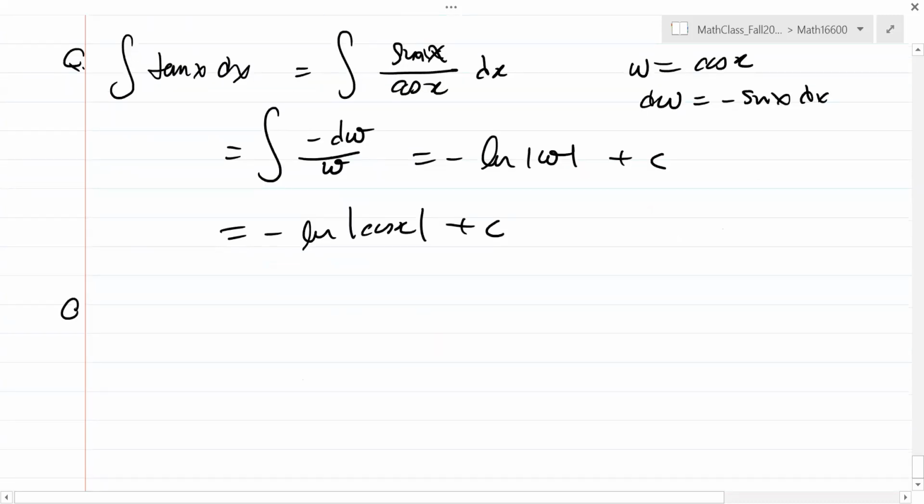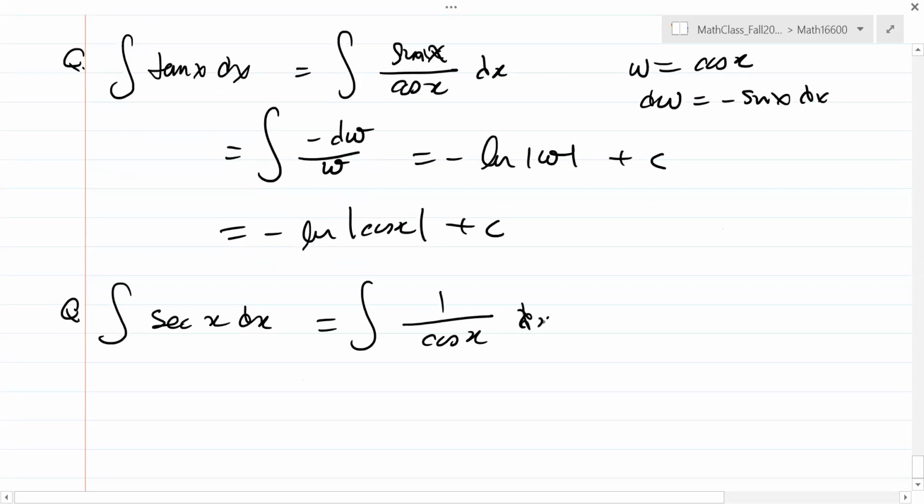One more problem. How about secant? Now we have at least a simple trigonometric function which is not the integral, right? And the cotangent x probably is done the same way. But secant x, we should have done, right? Secant x is the integral of 1 over cosine x. There's only one cosine x there. I cannot do that.